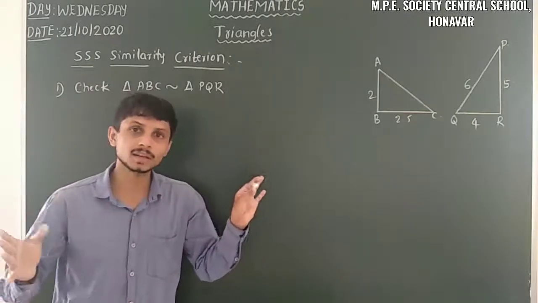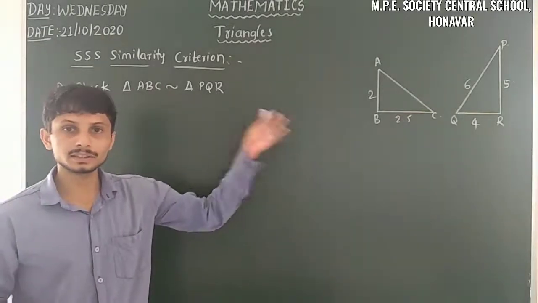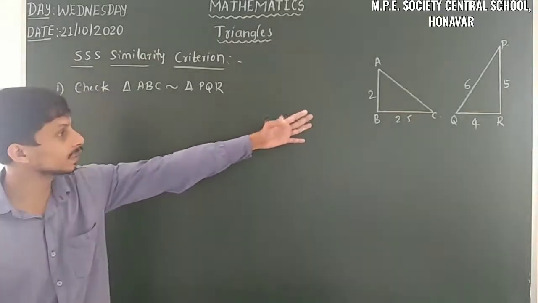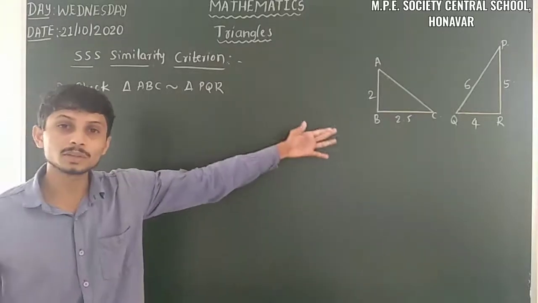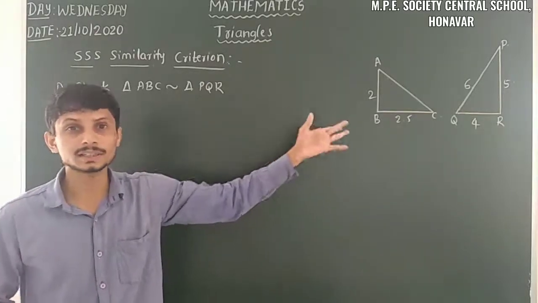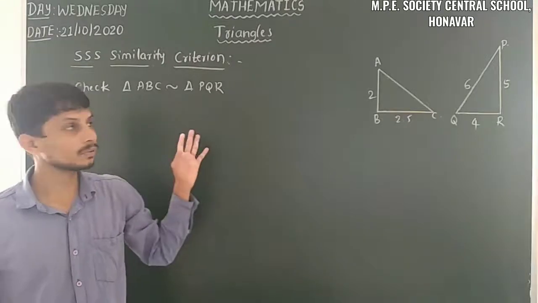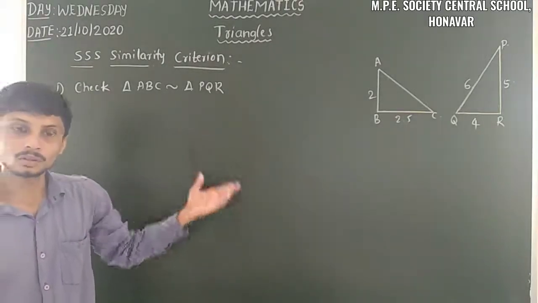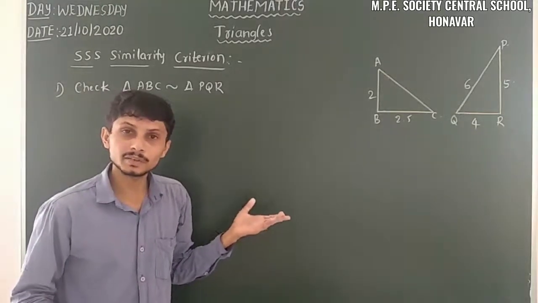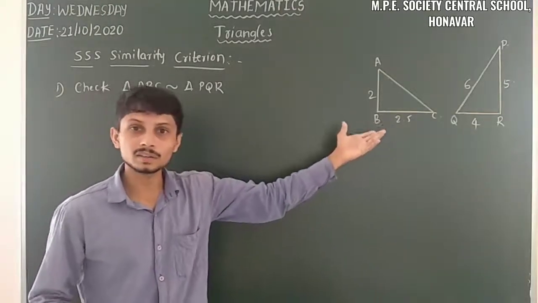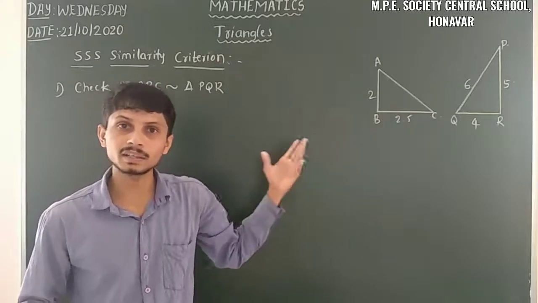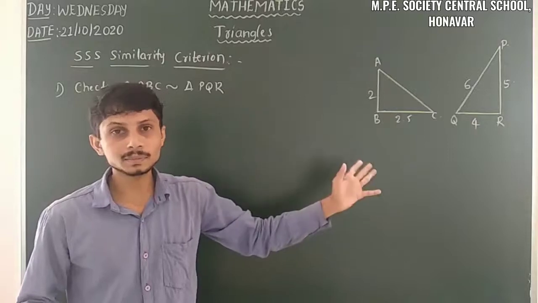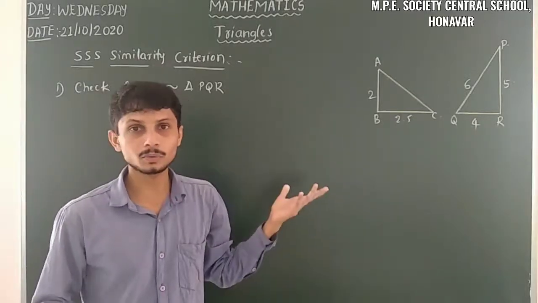There are many problems. In that, firstly I will take this problem. Just observe, there are two triangles given, ABC and PQR, and the measurement of all the sides is also given. Here we have to check whether triangle ABC is similar to triangle PQR. From the SSS criterion, when the corresponding sides are proportional, we can directly take those two triangles as similar, and the corresponding angles are also equal.